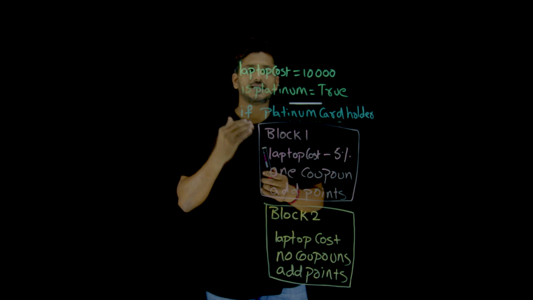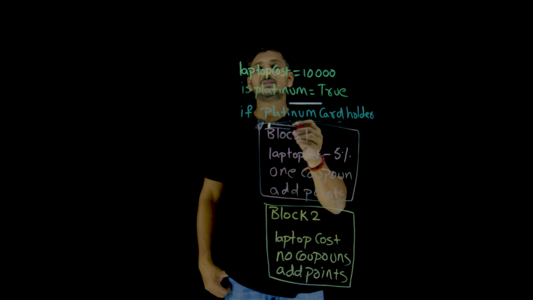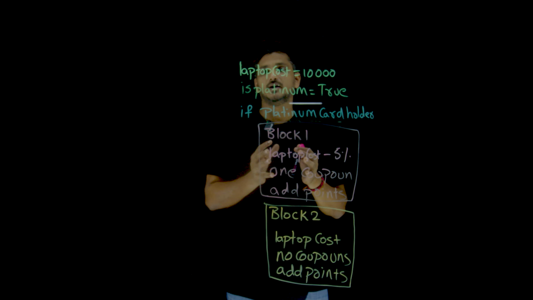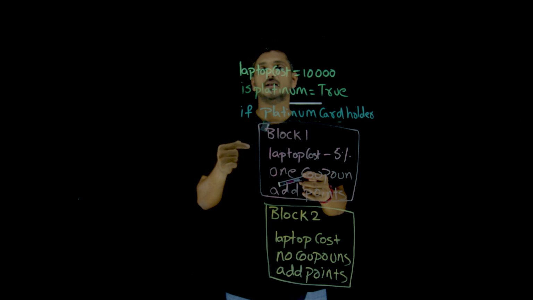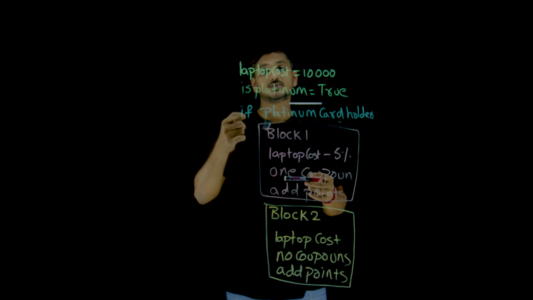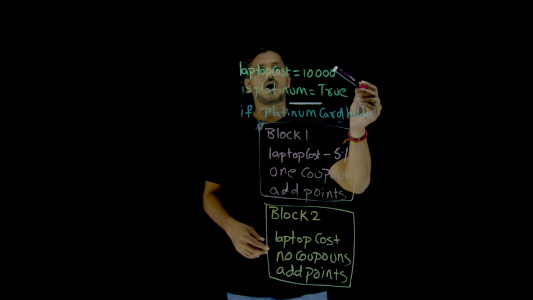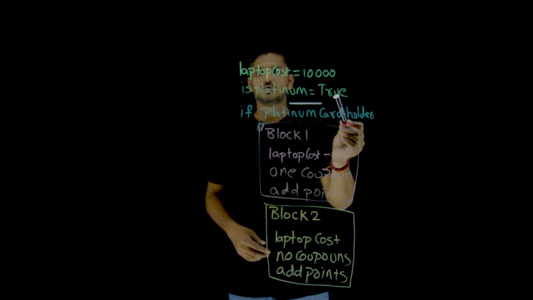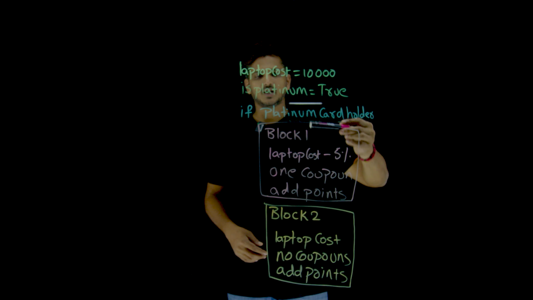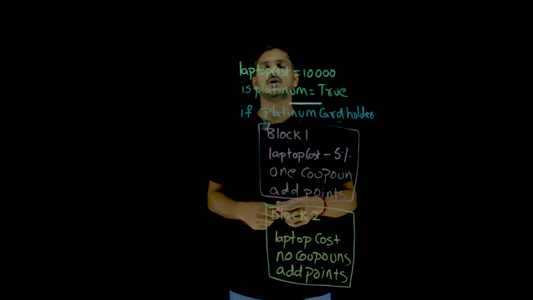So let's take an example and try to understand the intuition. The concept we learned in our previous classes is that coding executes line by line. All the examples we discussed in our previous classes execute line by line. Suppose laptop cost is equal to 10,000. After execution of this line, the next line is going to be executed: is platinum is equal to true. Then the next line is going to be executed, and then the next. This is how programming is executed.